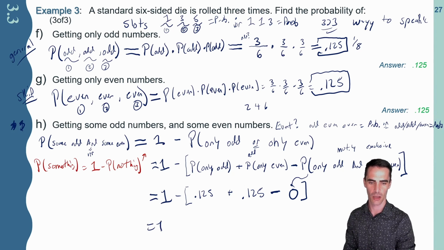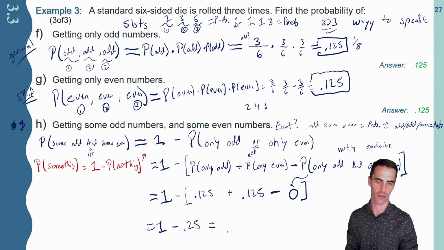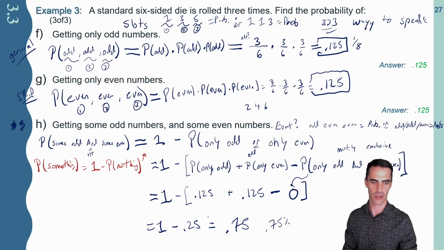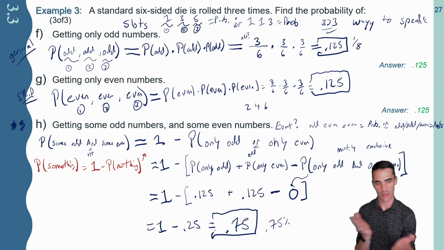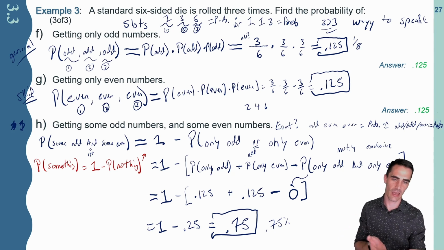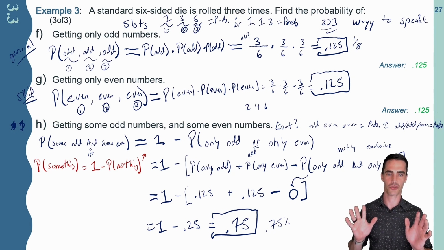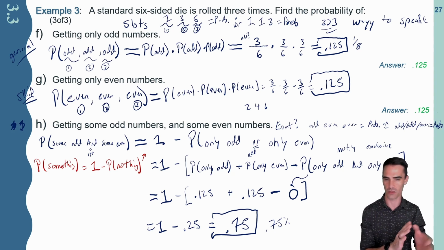It should look like 1 minus, if you add 0.125 plus 0.125, you'll get a quarter, or 0.25. And so my probability will finish out to be 0.75. Actually pretty likely. If I want to write that as a percentage, that would be a 75% chance that when I look at these dice, they'll have a mixed bag, right? Some odd and some even, that we avoid the extremes of getting only odd and only even.